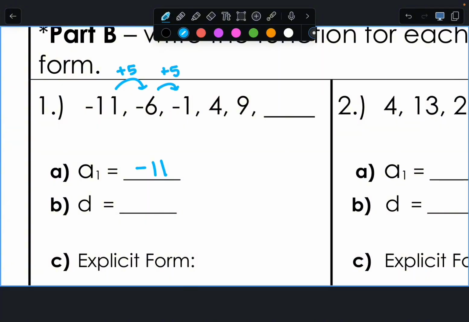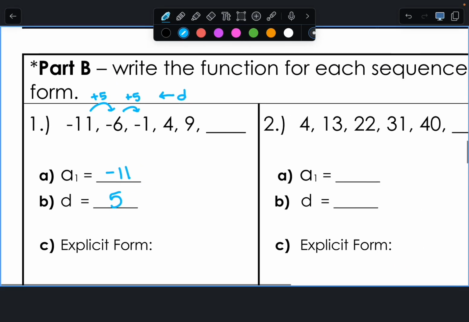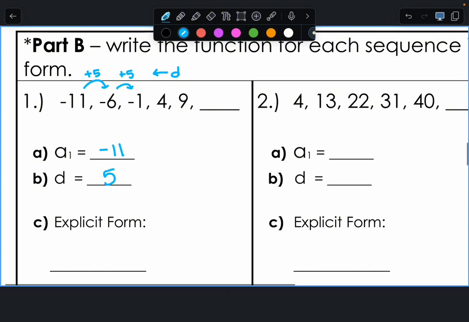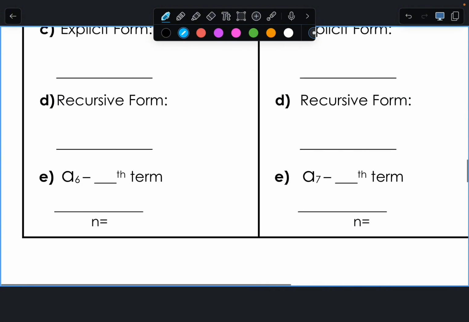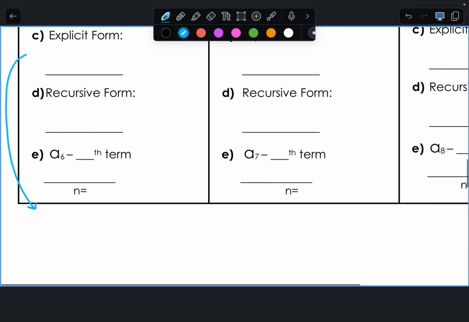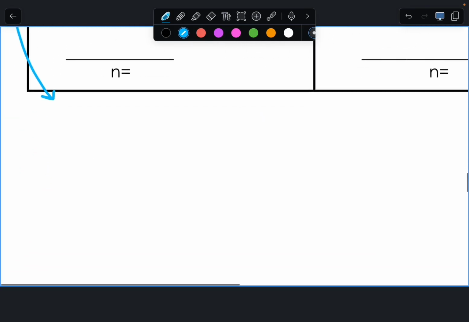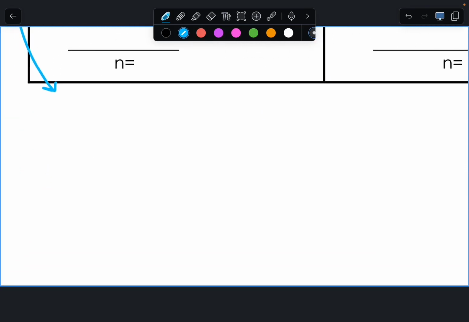So that is d. Now, to write an equation in explicit form, we're going to need a little bit more space than that. Ready? I'm going to come down here. You have the formula written on the other side of the page, but I'm going to write it one more time so you don't have to flip back and forth.